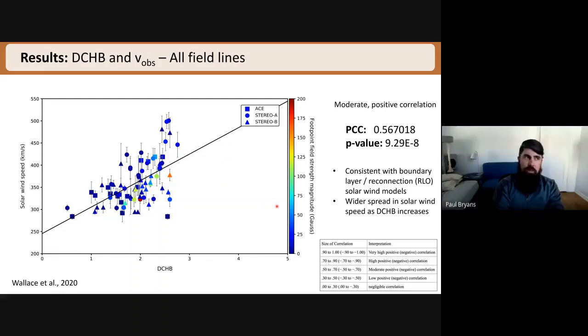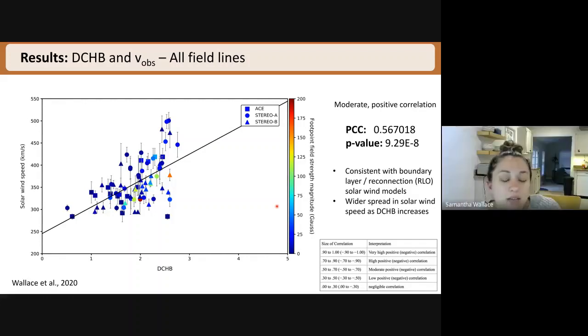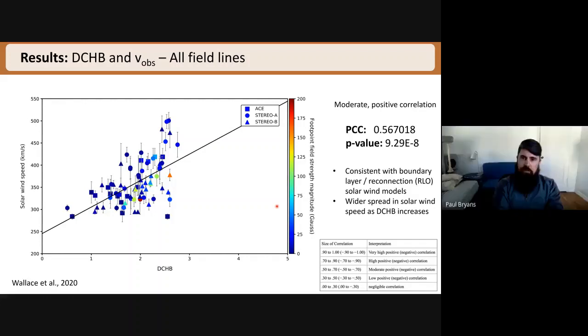Does this also imply then that larger coronal holes should have larger speeds because the center of them is going to be even further from the boundary? Yeah, it could imply that. Is that something that we've seen observationally? I'm not really up to date on that.